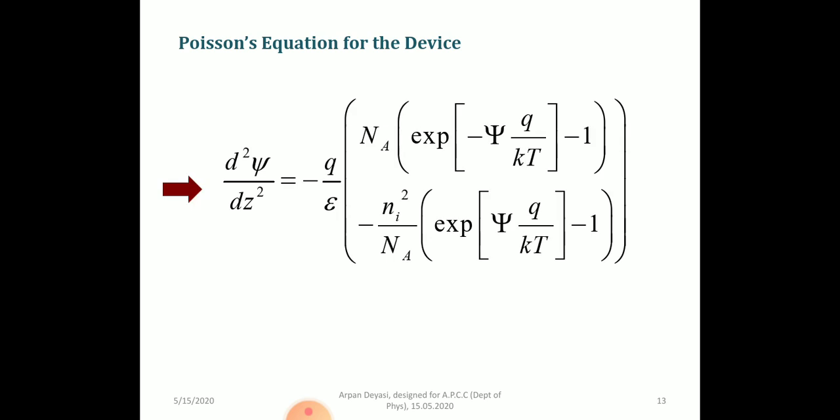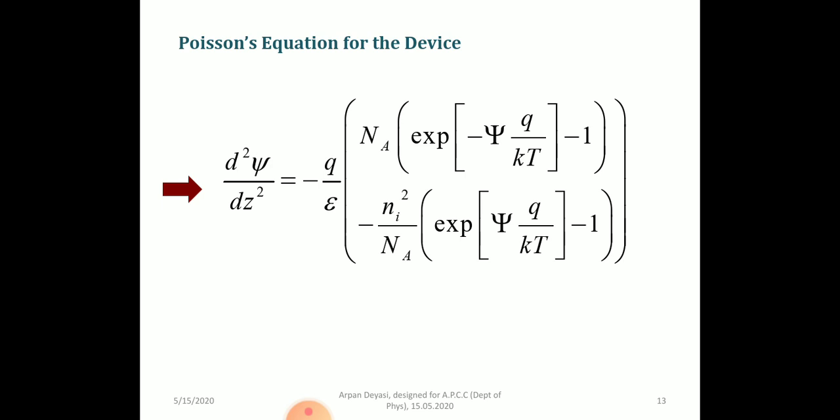You just have to reformulate the equation and it will look like in this format. If you take Na as common, it will be e to the power minus q psi by kt minus 1. If you take ni square by Na with a minus sign as common, it will be exponential q psi by kt minus 1. So what I am trying to get is e to the power some function theta minus 1, that will be our term inside the bracket.